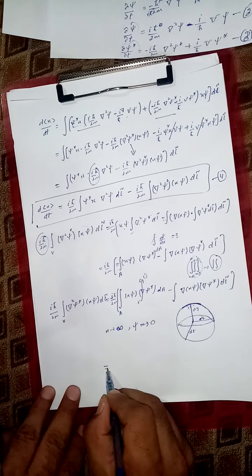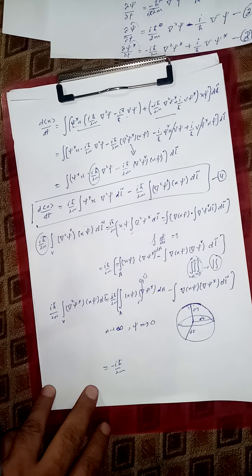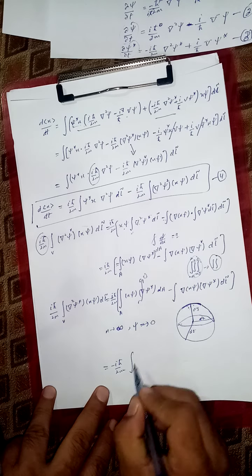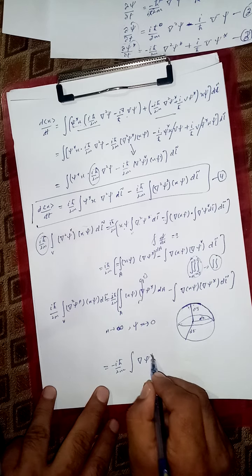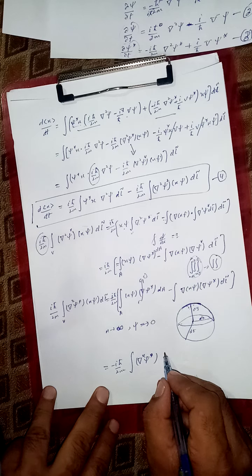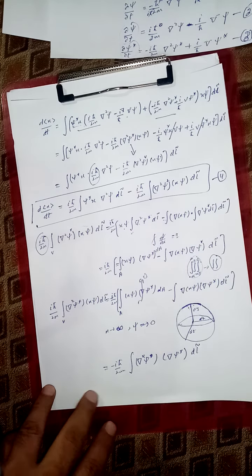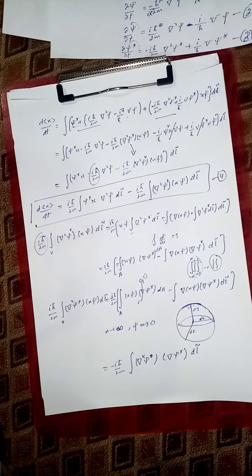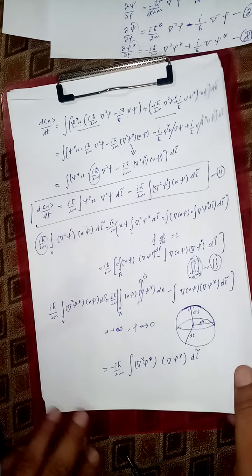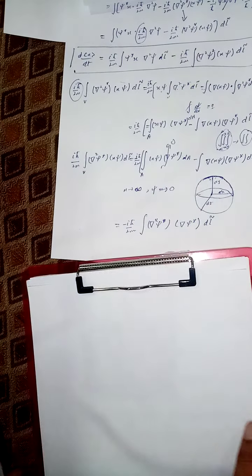So we are left with minus iota h bar divided by 2m, and we have this integral of del psi star, del x psi, del psi star d tau. Now we apply integration by parts again on this integral. If we do it, we will use the same procedure again.